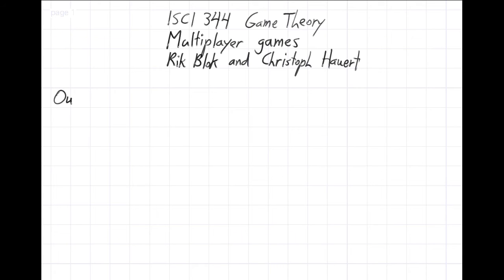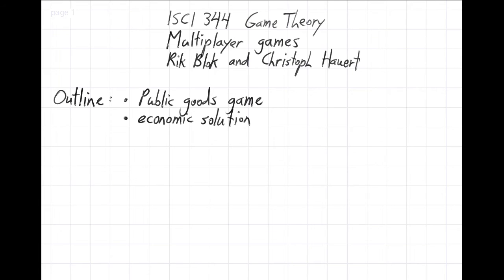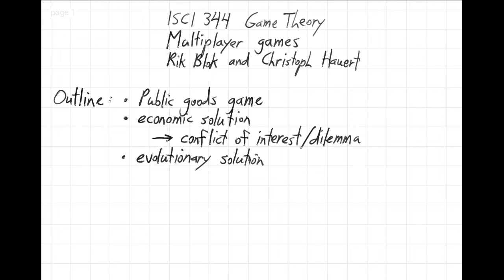So let's get a quick overview of what we're going to do today. The multiplayer game that we're going to focus on is called the public goods game. The lessons we learn from it should apply to other games, but it's a particularly interesting one to study. We'll approach it using our economic solution concepts, and in doing so we'll see that there's a conflict of interest or a dilemma, and then we'll approach it using an evolutionary approach. And this is an interesting case because it highlights a common theme in evolution, which is the problem of cooperation.